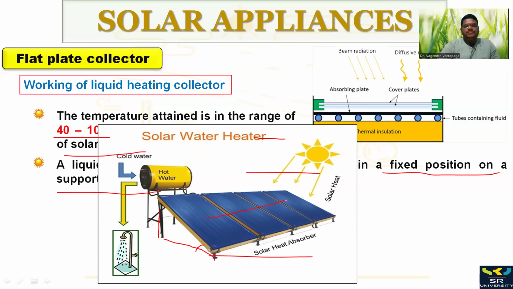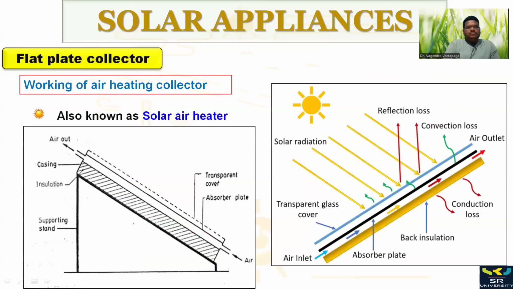These are all solar thermal collectors. On one end, we are giving the cold water here, and that moves through, and hot water is collected, and that we can use for showering or whatever purposes. That is the construction and working details of the flat plate liquid heating collector.